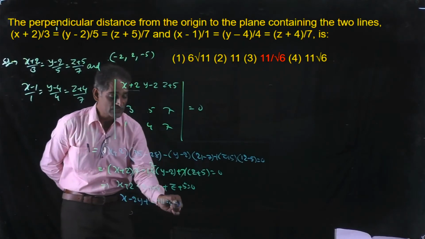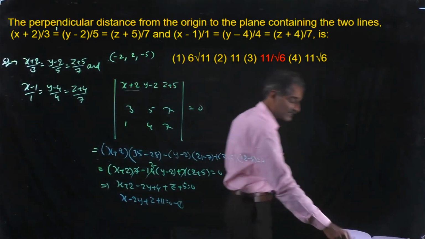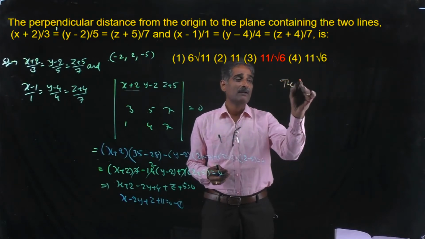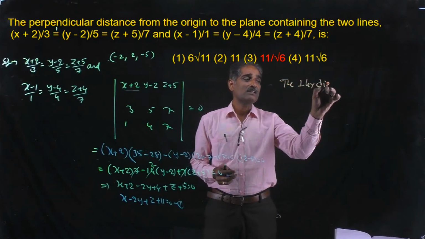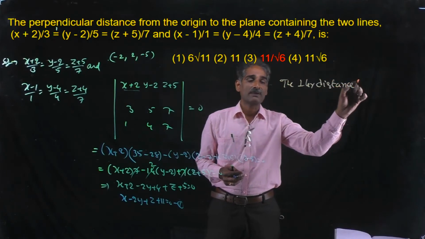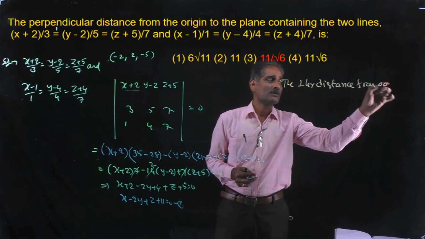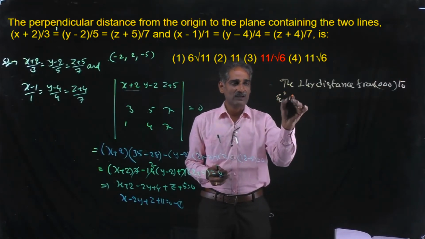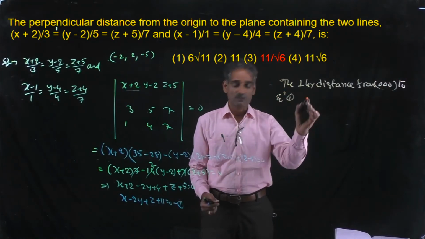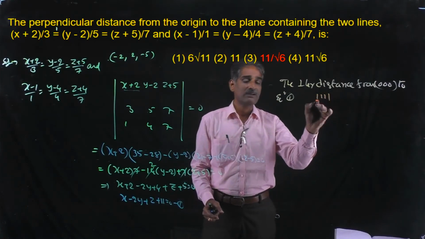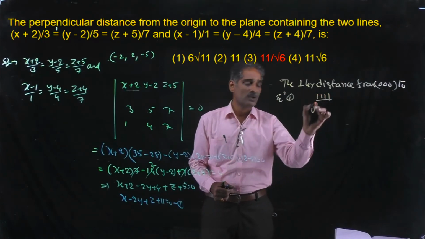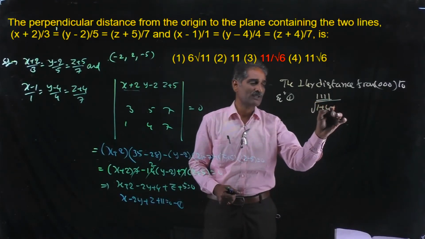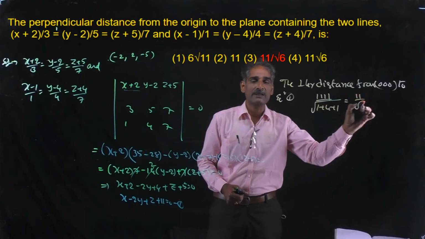So now the distance from origin to the first line is the perpendicular distance. Distance means the perpendicular distance from origin to equation 1, means the plane, is mod c, mod 11 by root of a square plus b square plus c square. That means 1 plus 4 plus 1, that is equal to 11 by root 6.